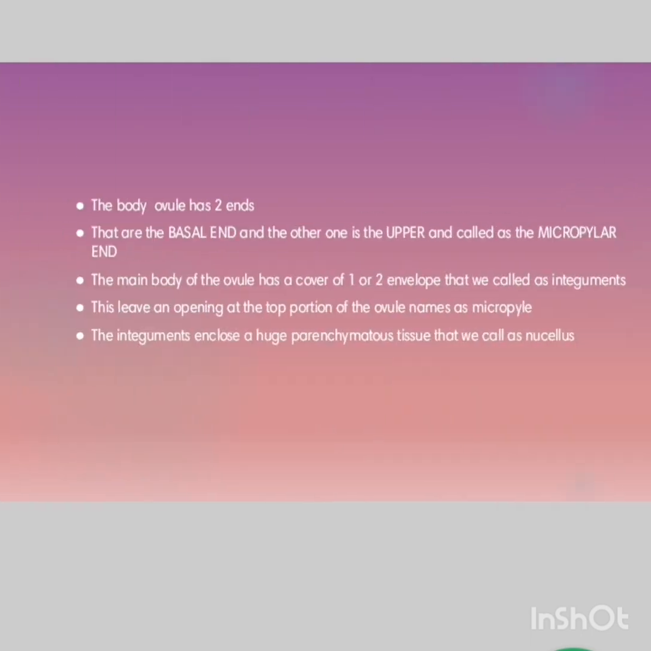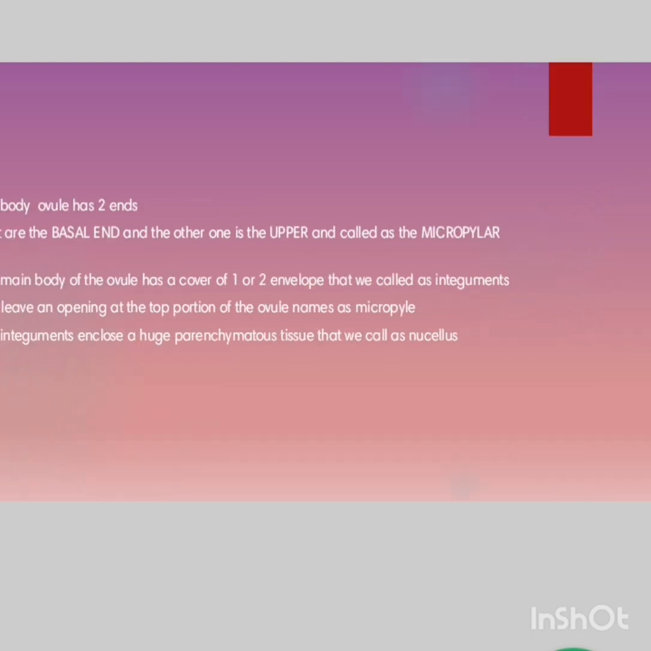The body of the ovule has two ends: the basal end, and the other end, the upper end, called the micropylar end. The main body of the ovule has a cover of one or two envelopes that we call the integuments. This leaves an opening at the top portion of the ovule, named the micropyle. The integuments enclose a huge parenchymatous tissue that we call the nucellus.